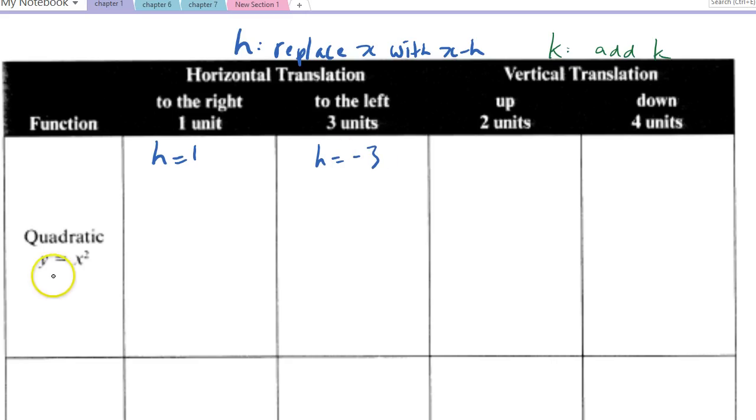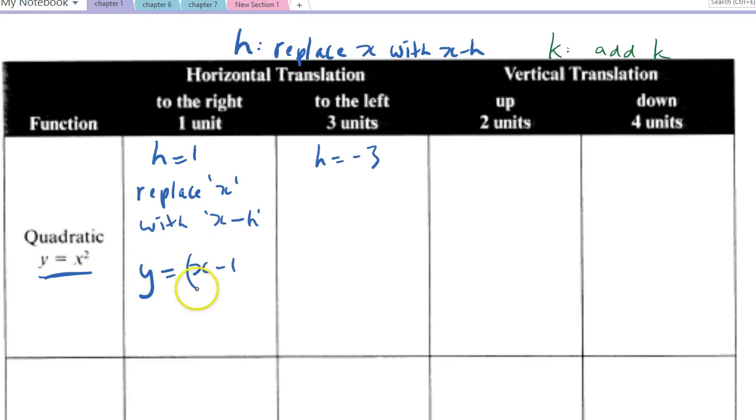So what I want to do is, looking at my function, wherever I see an x, I want to replace this x with x minus 1. So whatever the h was, or I'll say generically it's x minus h, so in this case it's x minus 1. So I'm going to write y is equal to x minus 1 all squared. So that's what it looks like. If I start off with y is equal to x squared and I want to move it 1 to the right, I write y is equal to x minus 1 all squared.